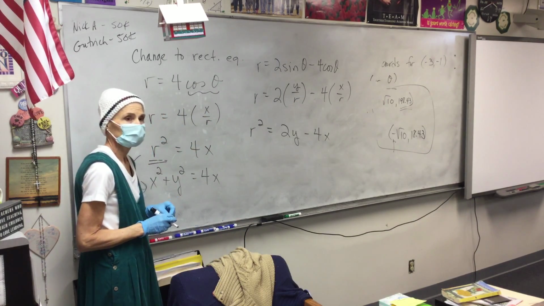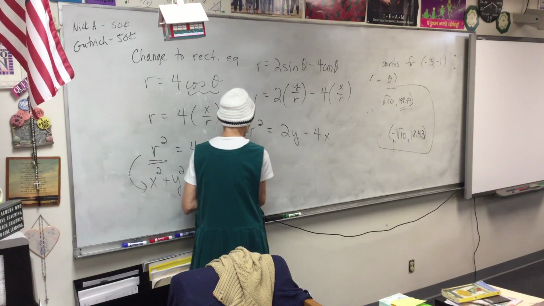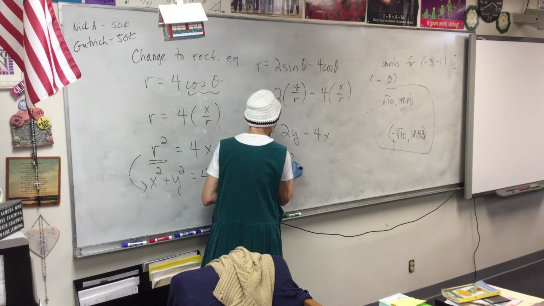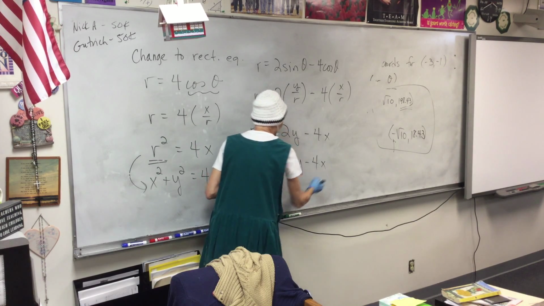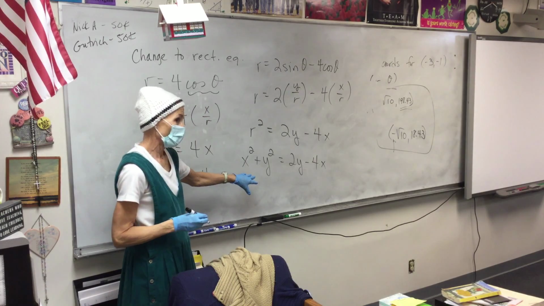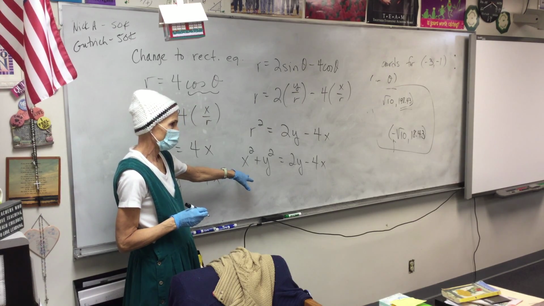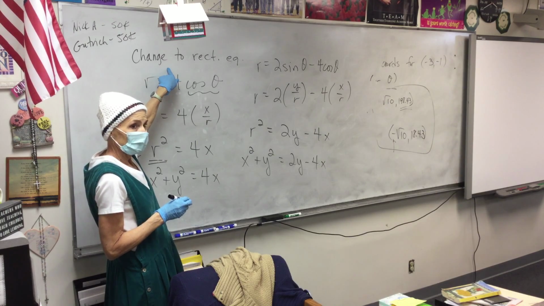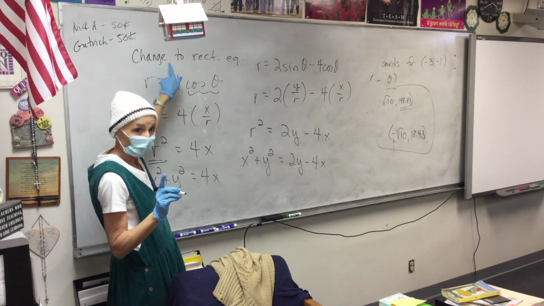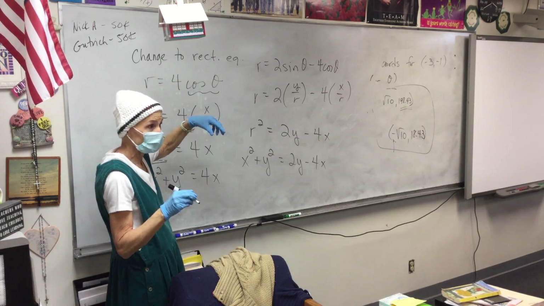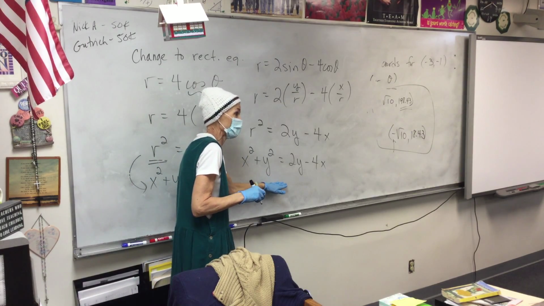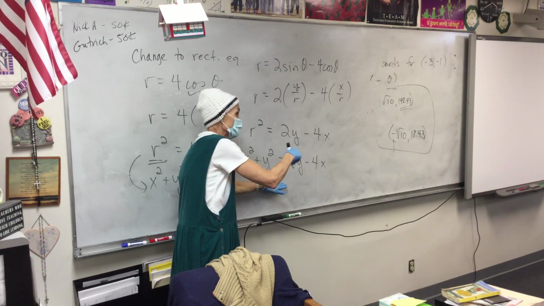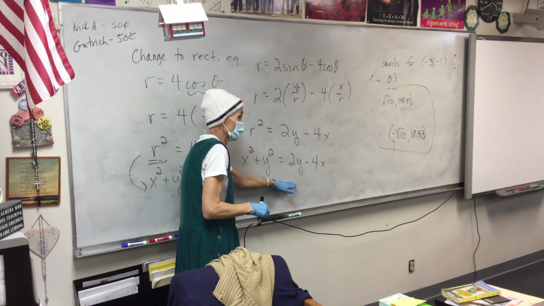And you replace the r squared with x. Now, I'm not saying that's the most gorgeous equation in the world, but what were our directions again? Make it rectangular. And what does that mean? If we're going to make it rectangular, that means our variables have to be x and y. Have we accomplished that mission?